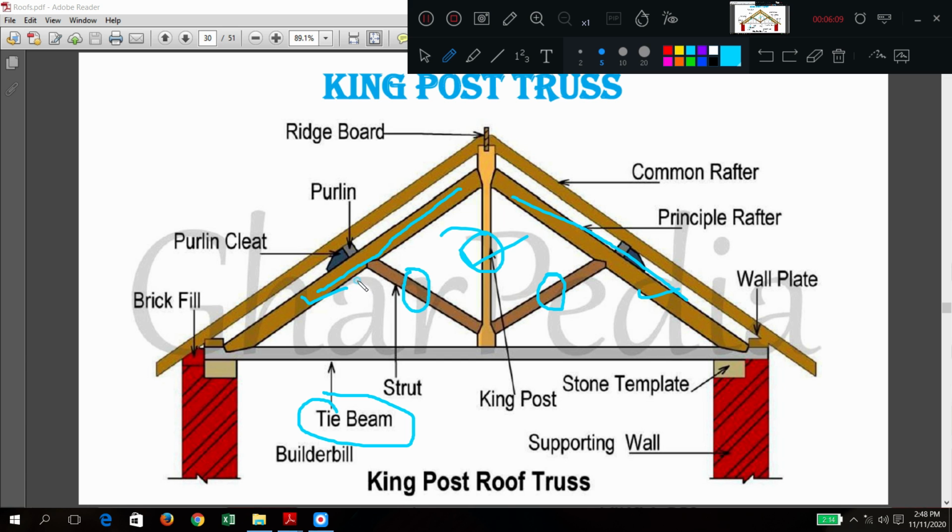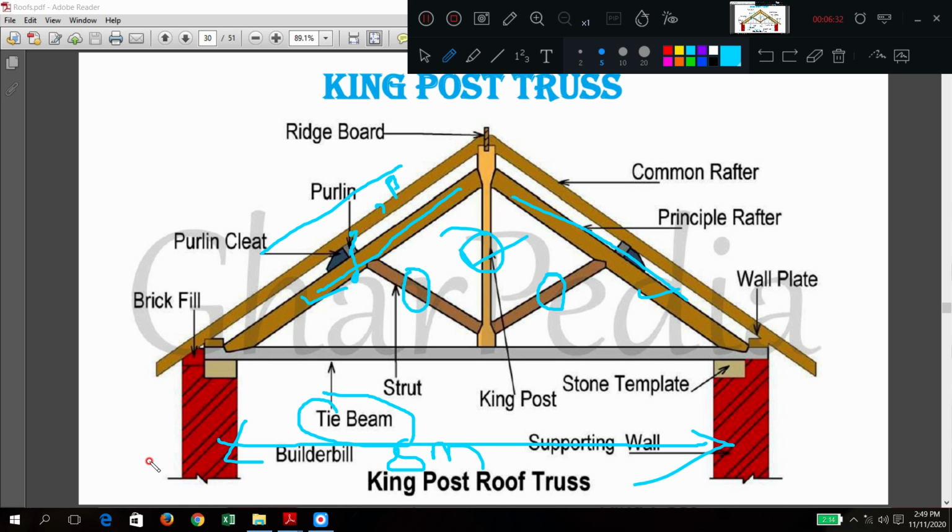So this principal rafter supports purlins. Purlin supports common rafters. Like this it will go. And this common rafter will support battens, and battens will hold the GI sheet. Okay. So generally the span can be up to 8 meters.